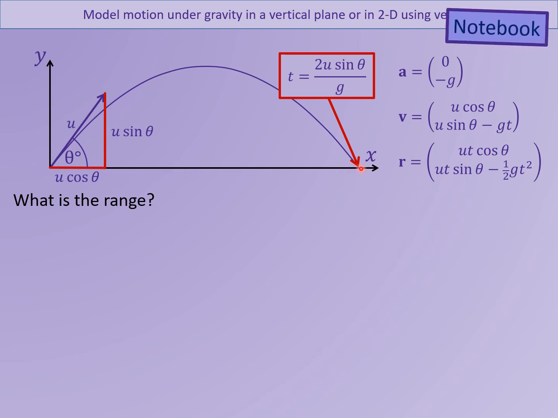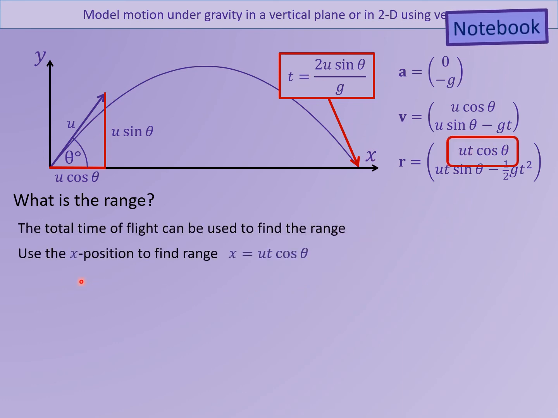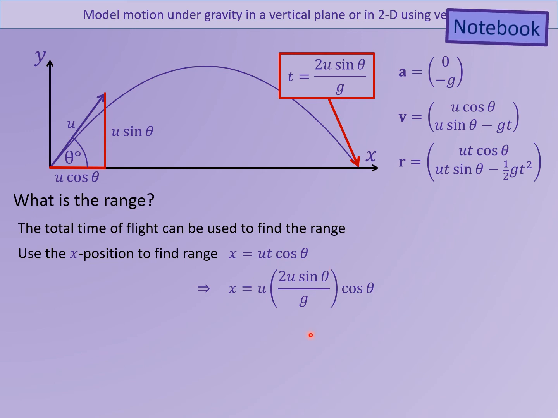Now I know how long it takes. It's written right there. It was 2u sine theta over g seconds. So what can I do to work out my distance across here? Remember that u and theta are variables. I don't know what they are, but t, I can substitute that in. And that's exactly what I'm going to do. So I take my x value, which is ut cos theta. I substitute that t value in. And what I end up with is an equation that looks like this.